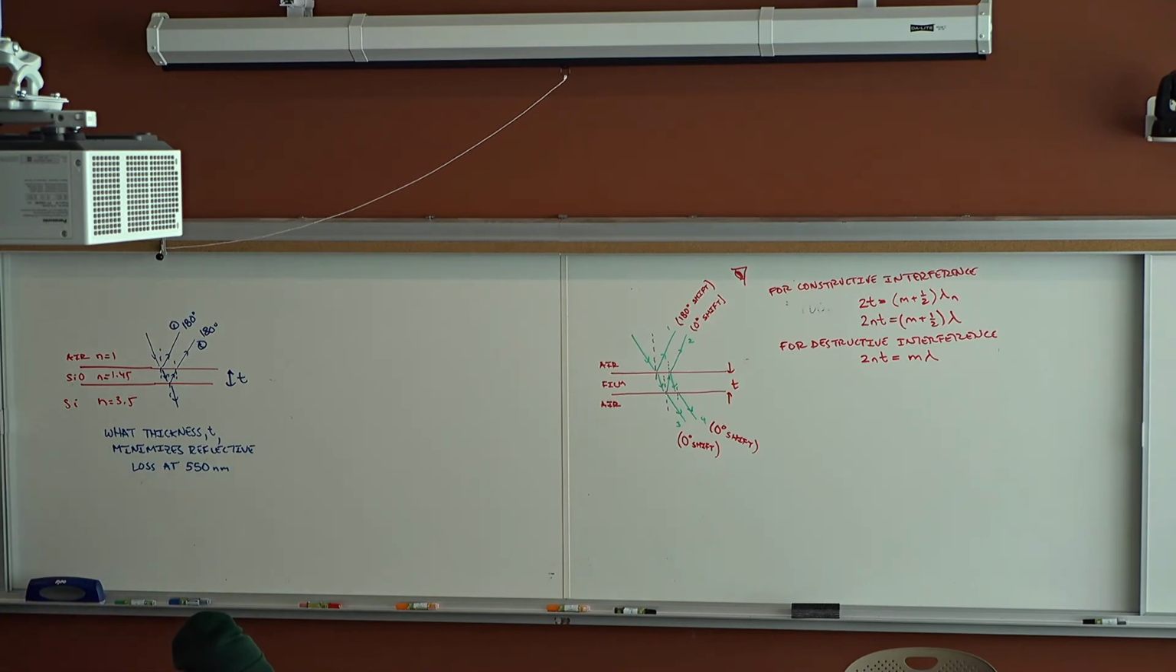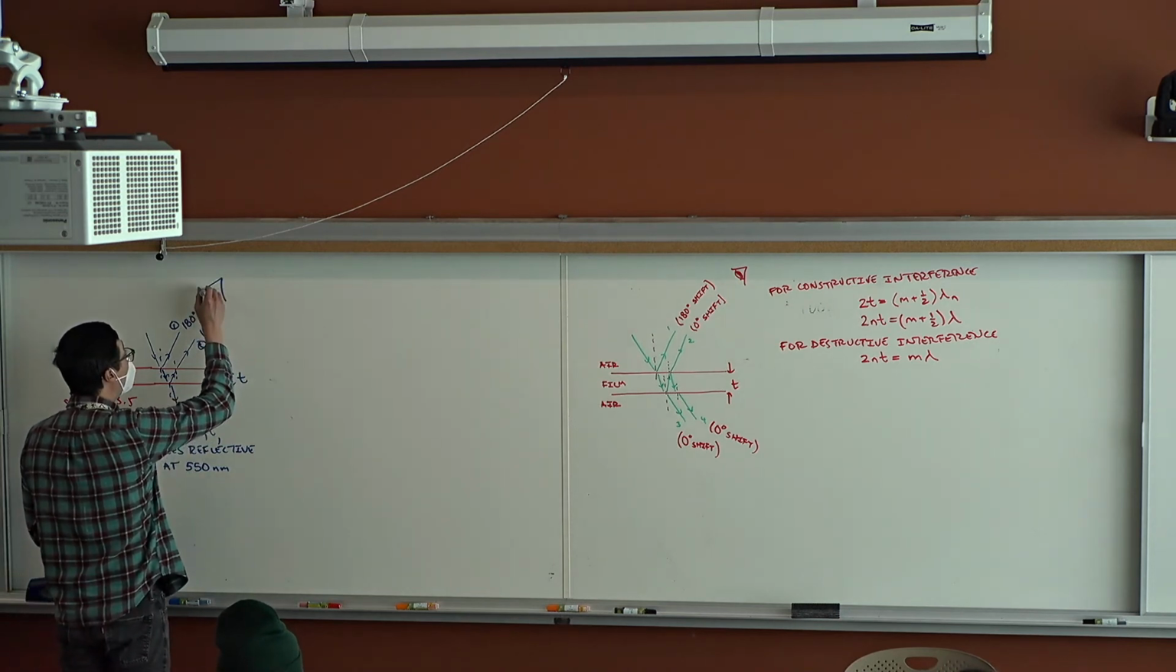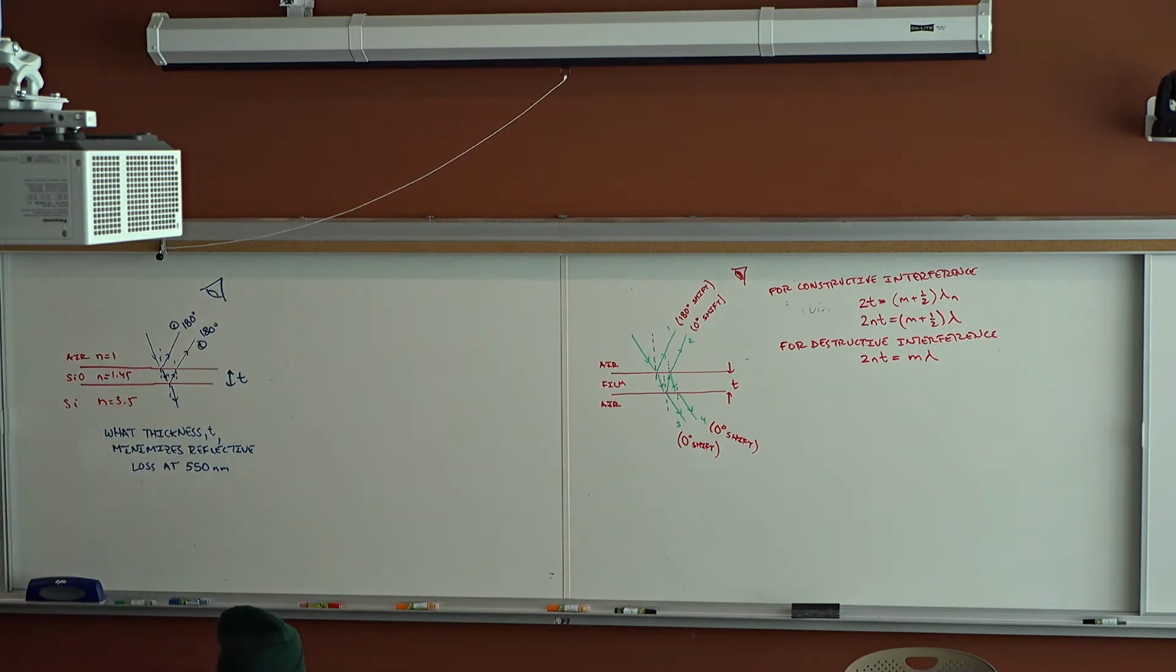So, are these in phase or out of phase by reflection? They're in phase. If we want to minimize loss, do we want someone here to see constructive interference or destructive interference? We want destructive, right? We don't want them to see any light coming back. We want it all to go in.